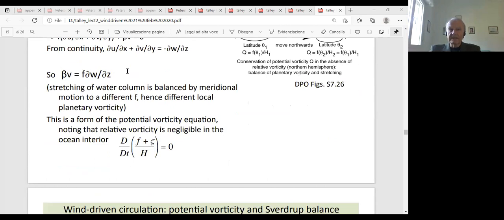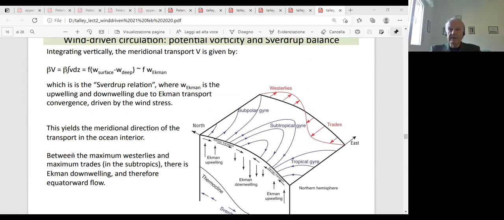So this simply says that between the maximum westerlies and maximum trades in the subtropics, there is Ekman downwelling and therefore equatorward flow. Okay, so here you have the Ekman downwelling, and you have the equatorward flow. You have the equatorward flow in this part here on the western boundaries. On the eastern boundary it is the opposite.